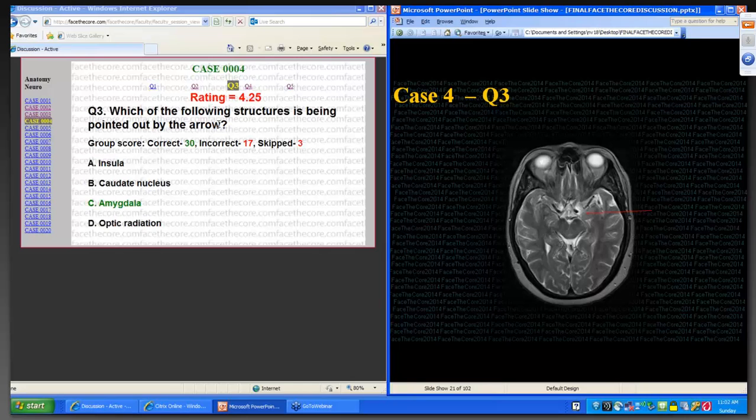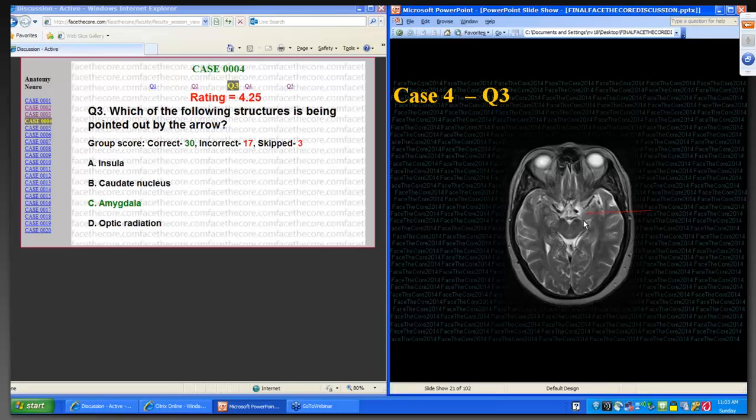Okay. Which of the following structures is being pointed out by the arrow? Is it the insula, caudate, amygdala, or optic radiation? And the correct answer is the amygdala, C. Remember that the amygdala is part of the limbic system, which controls emotions and feelings. It's a gray matter structure, and the way to identify it with some reproducibility is that it'll be just anterior to the temporal horn of the lateral ventricle.